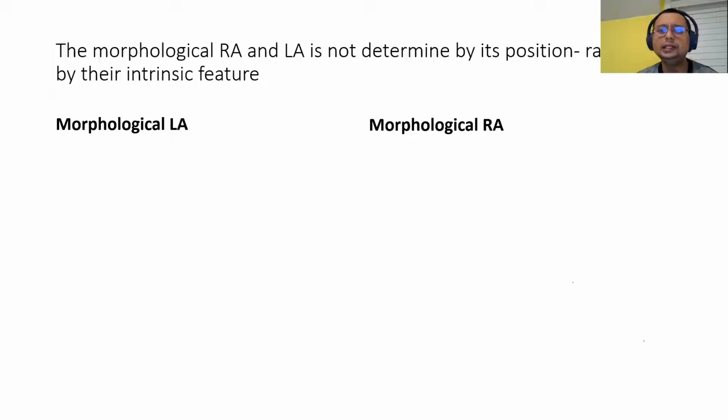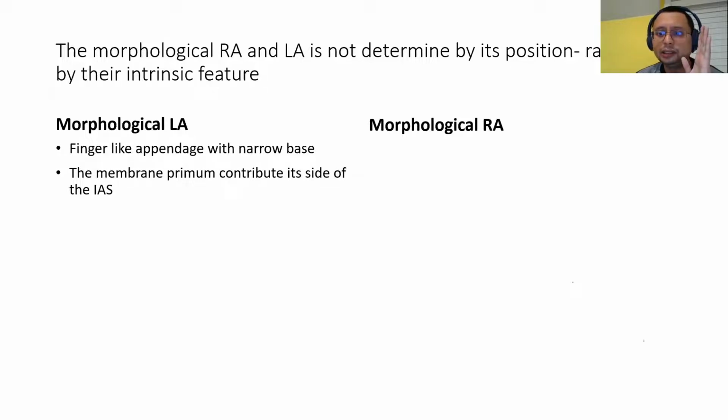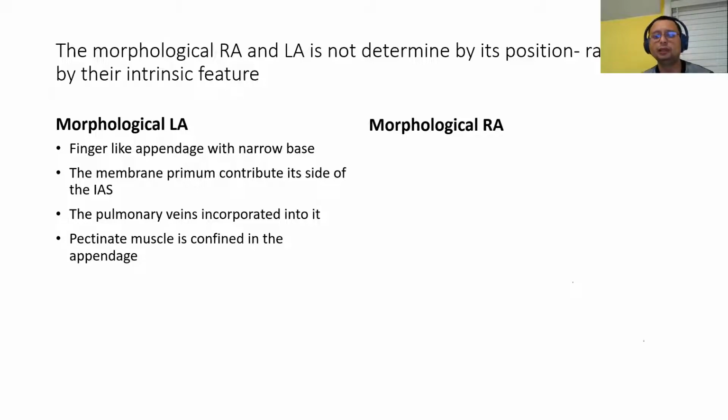Now, what are the inner characteristics of the right atrium and left atrium when we look at the echocardiogram, before we decide which is the right atrium or left atrium? In the left atrium, first, the appendage is finger-like and has a narrow base. Number two, the septum facing the left atrium is always the septum primum. Number three, the pulmonary veins incorporate into the left atrium. Number four, the pectinate muscle, which you can confuse with a left atrial appendage clot, is always confined to the left atrial appendage itself, compared to the morphological right atrium.